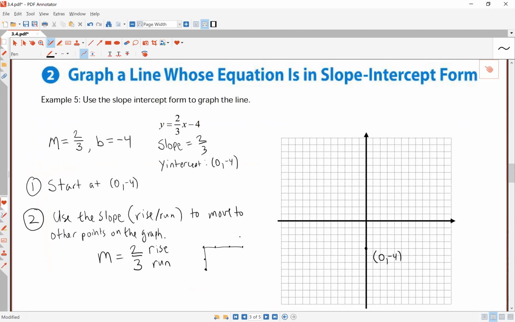So at (0, -4), we rise 2 and run 1, 2, 3. We rise another 2 and run 3. Rise another 2 and run 3. And we've got room for one more point, rise 2 and run 3.